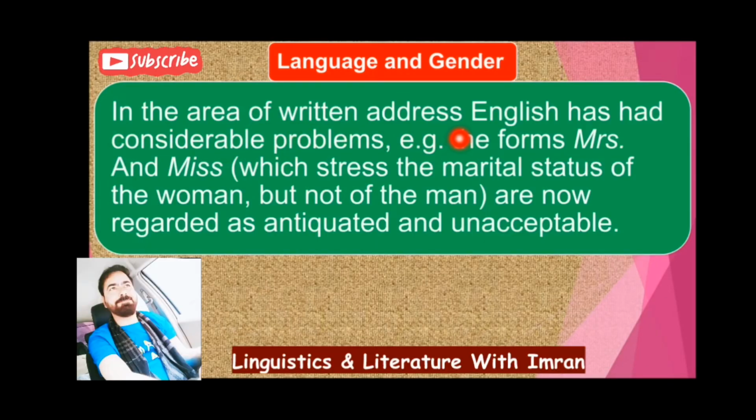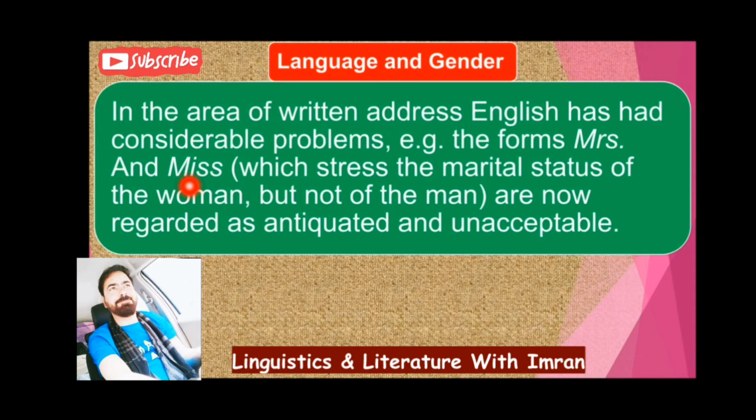In the area of written address, English has had considerable problems. For example, the forms Mrs. and Miss, which stress the marital status of women but not of men, are now regarded as antiquated and unacceptable. When there is a girl or a woman who is unmarried, we use Miss, and when she is married, we call her Mrs. If there is a male and he is unmarried, we address him as Mr., and when he is married, we still address him as Mr. So there is no change in the address. Mr. remains single and Mr. remains also when married. But if a girl is unmarried, we use Miss.